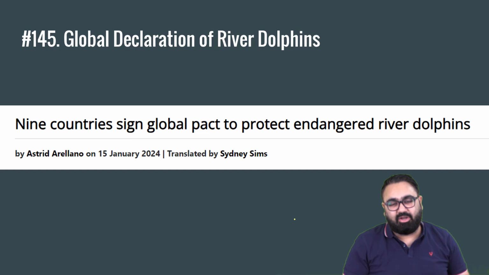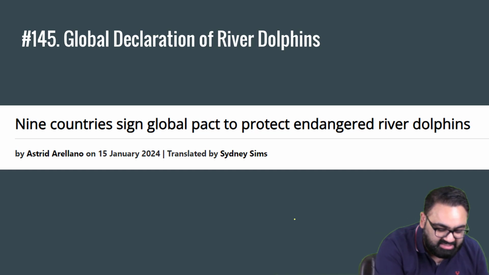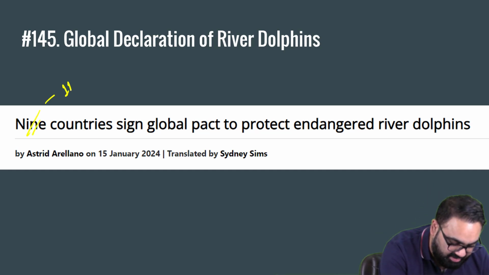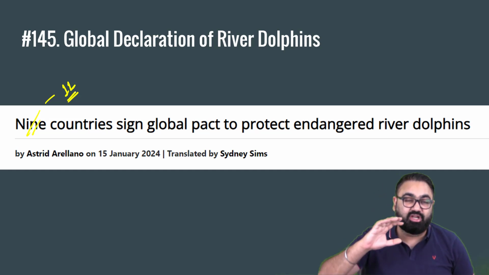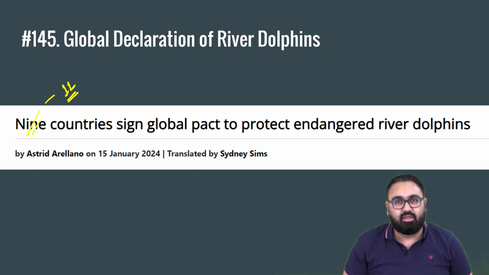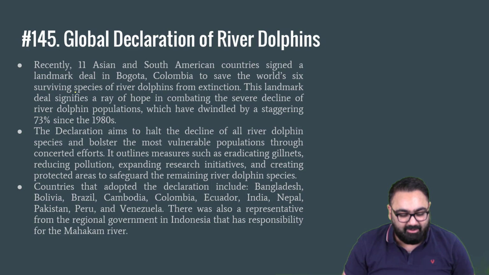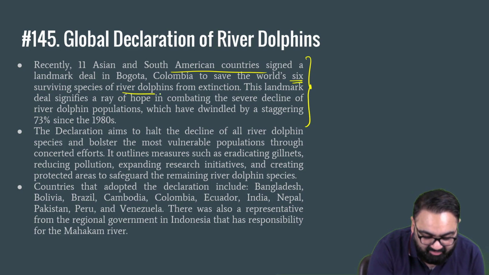The last news for this particular class is the Global Declaration on River Dolphins. This news says 9, but later on there were 11 countries. So 11 countries that still have a significant population of dolphins, including India, came together to sign a pact to share their synergies and knowledge about how to preserve dolphins going forward. The population of river dolphins has been dwindling very quickly across the entire world, and that is why 11 Asian and South American nations have come together to save the world's 6 surviving species of river dolphins.